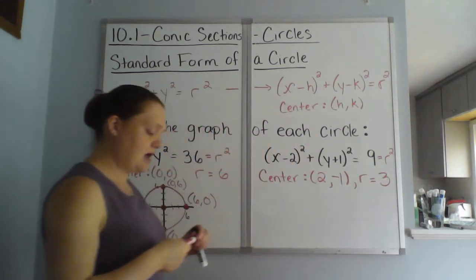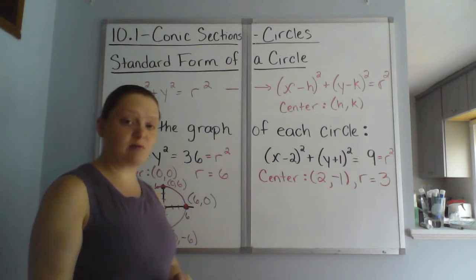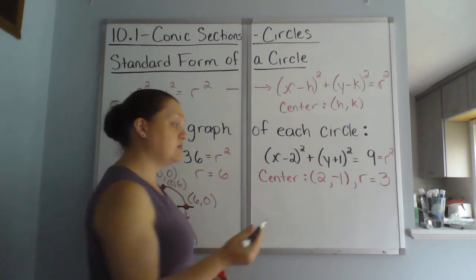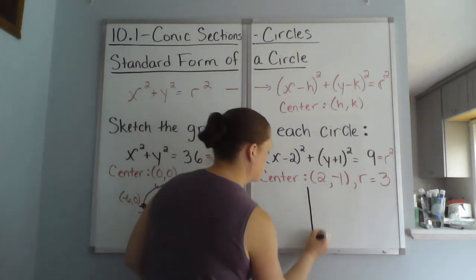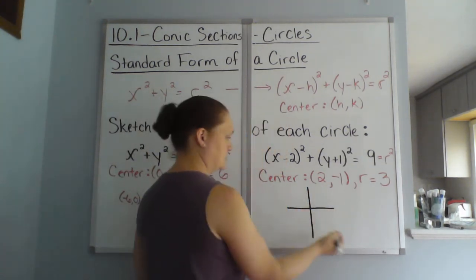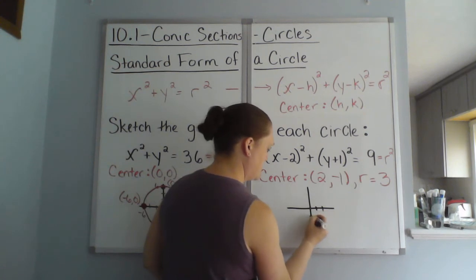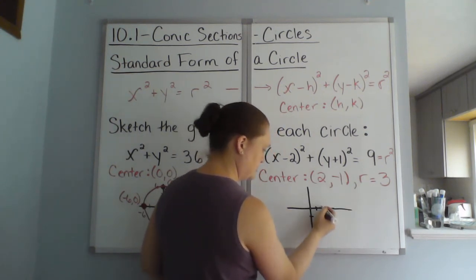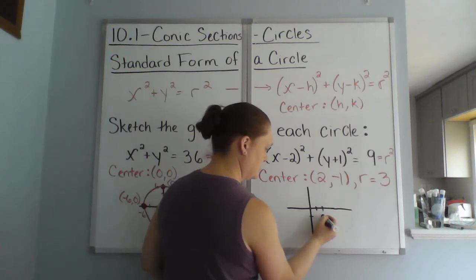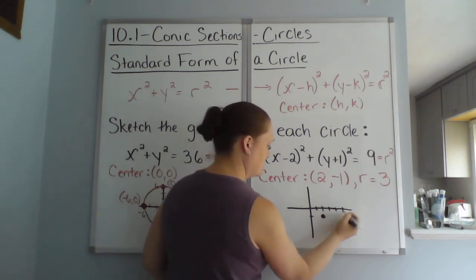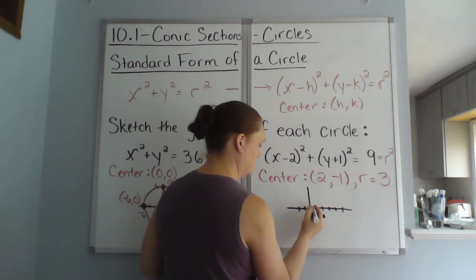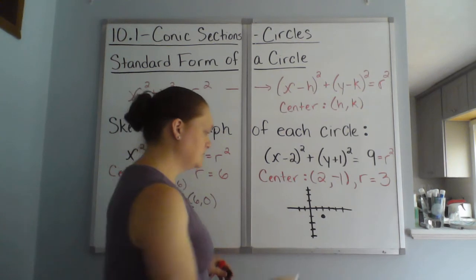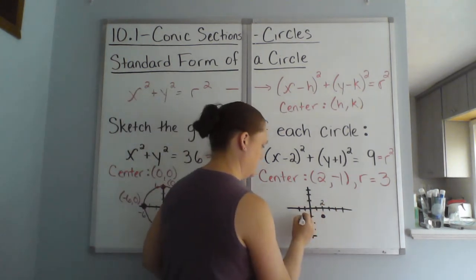Drawing that graph, I want to start by identifying my center, plot that point, and then go left, right, up, and down 3 units from there. So my center is at the point 2, negative 1. I know I'm going to need to go at least 3 units from there, but 2, negative 1 is right here. So I'm going to go 1, 2, 3 units in either direction. So this is 2, this is negative 1.